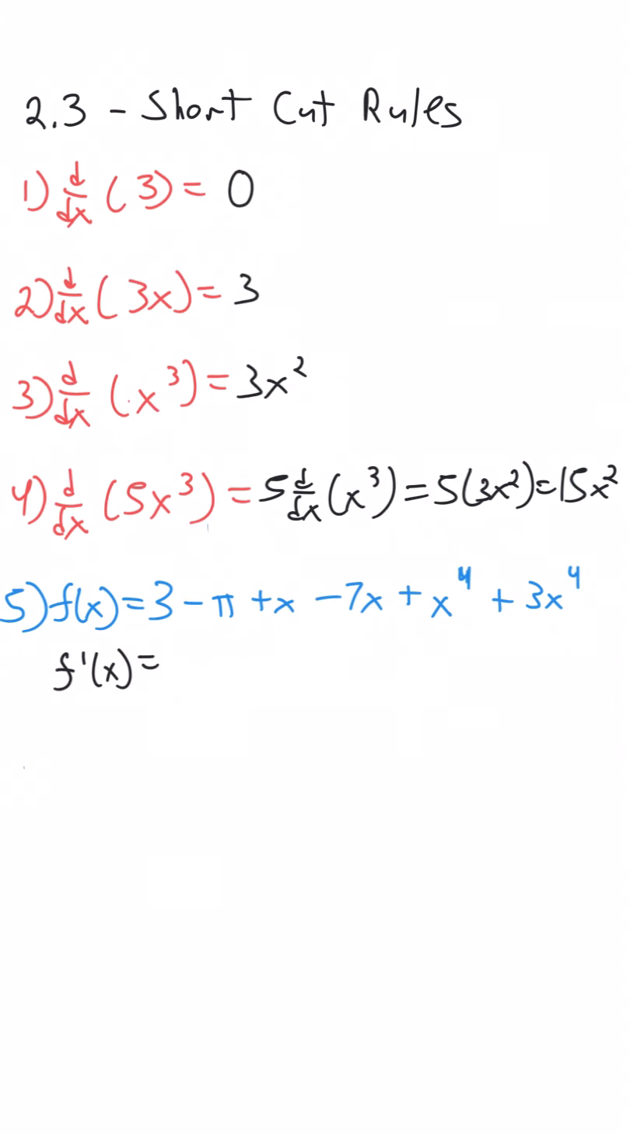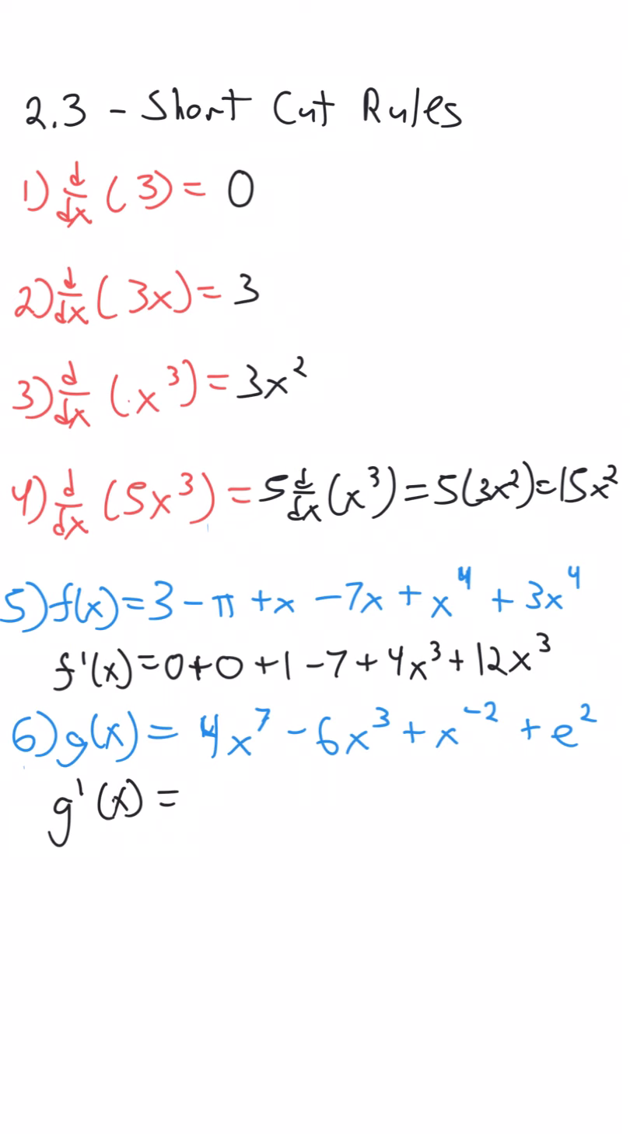What's the derivative of 3? 0. What's the derivative of negative pi? 0. Pi is just a number. What's the derivative of x? 1. What's the derivative of negative 7x? Negative 7. What's the derivative of x to the fourth? 4x cubed. And what's the derivative of 3x to the fourth? Remember, 3 is a constant in the front, so it's going to be 12x to the third.